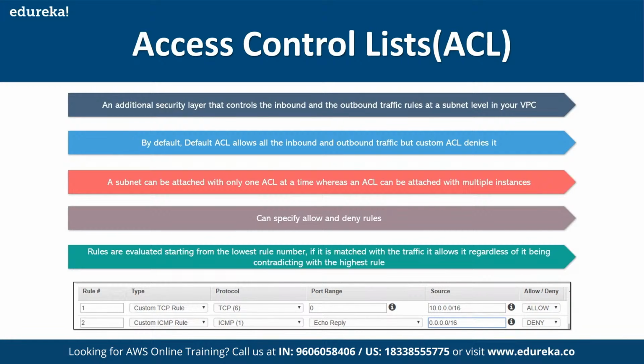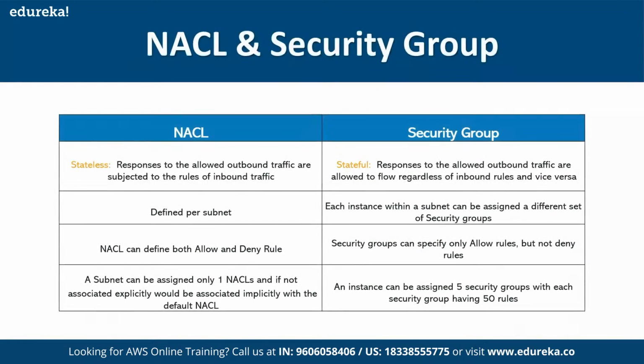Also, ACLs are stateless. That means if you have inbound traffic allowed in the ACL, you need to explicitly define the same type of traffic going outbound, unlike a security group. In a security group, if you define inbound, outbound is already created automatically. But here you have to explicitly create it separately. You can allow and deny both types of rules here. And the rules are executed in ascending sequence. So rule number 1, 2 will be executed in sequence, and then applied to the traffic coming in.